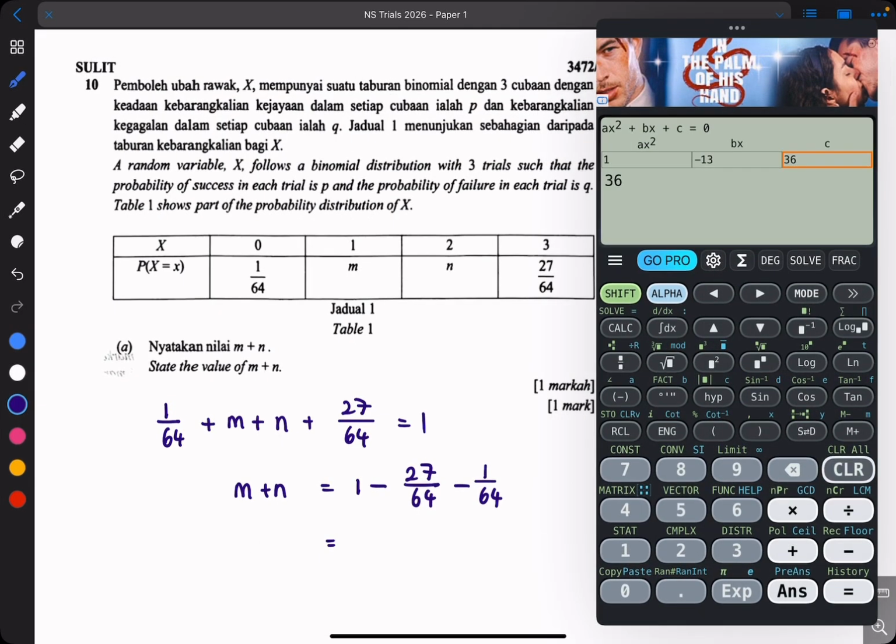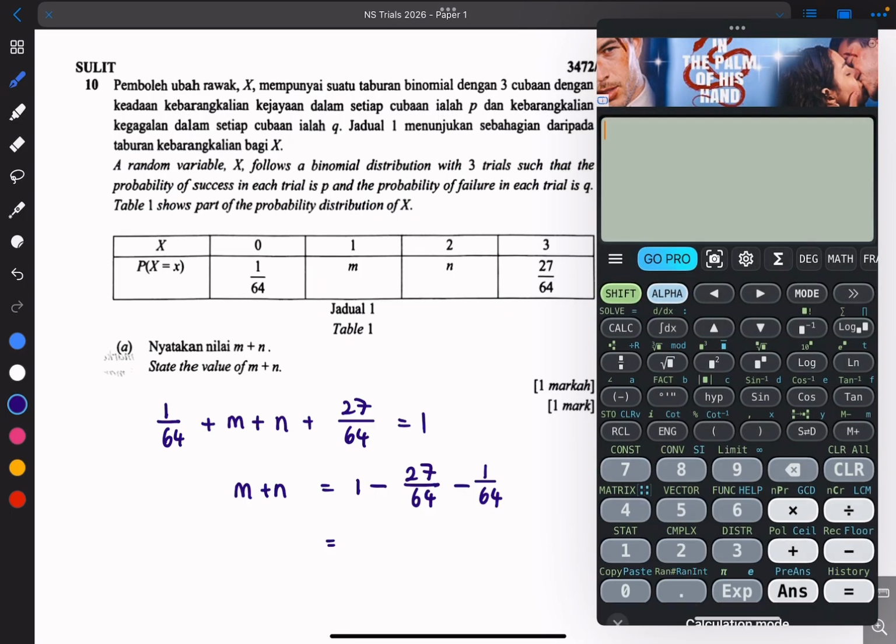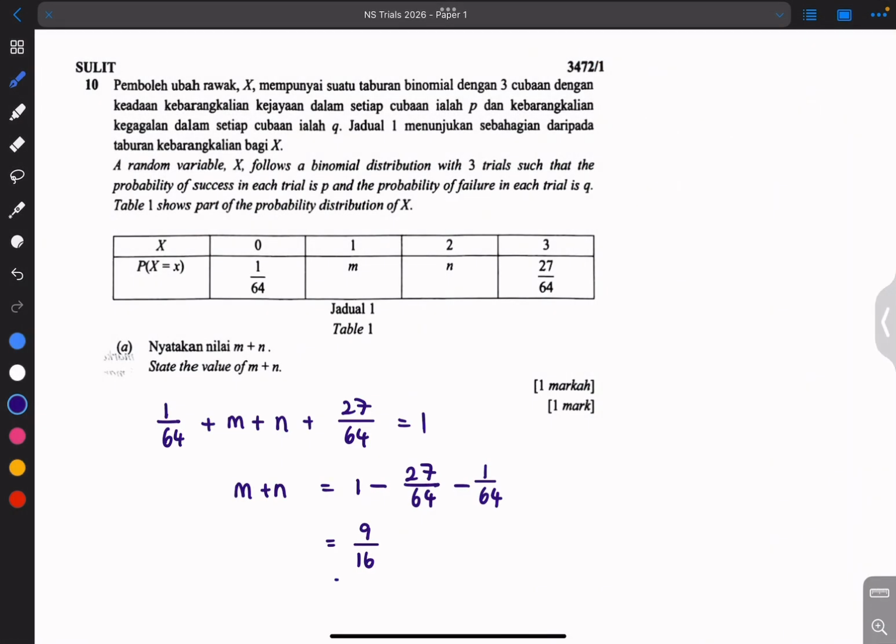So this will get us 9 over 16. That's it. This is just a 1 mark question. These kind of questions they like to ask now and then. So you just have to remember the total probability of any distribution would be 1.